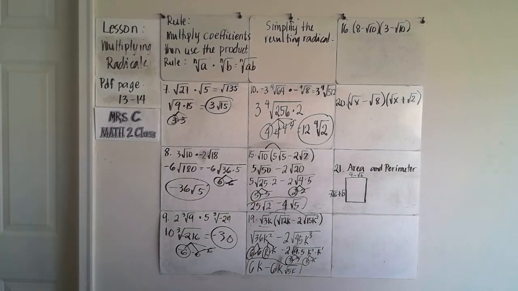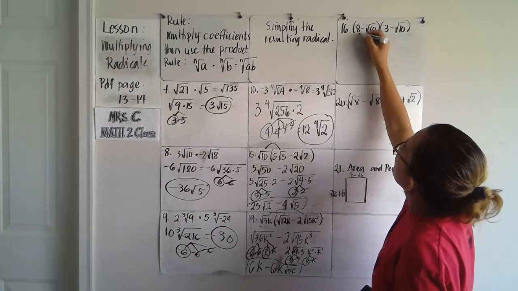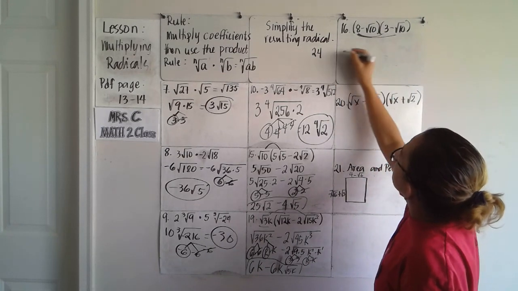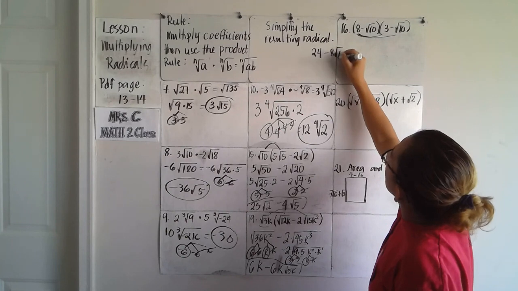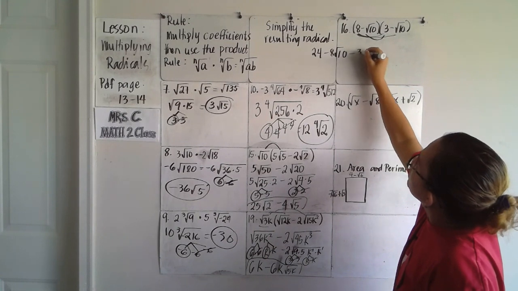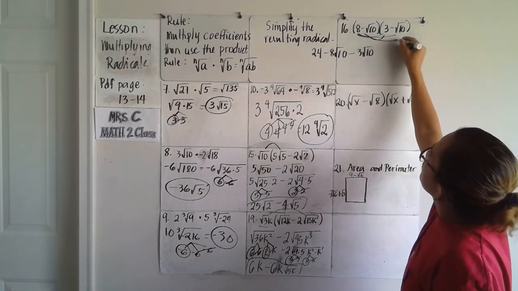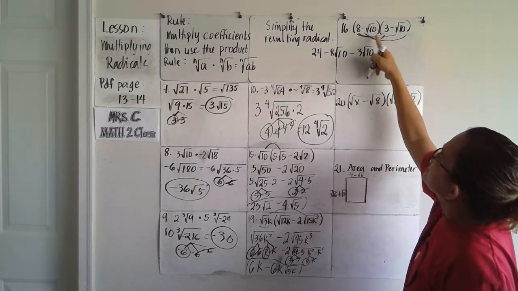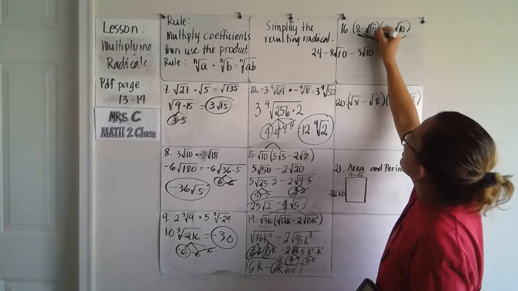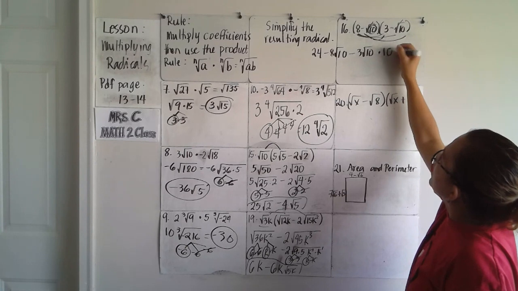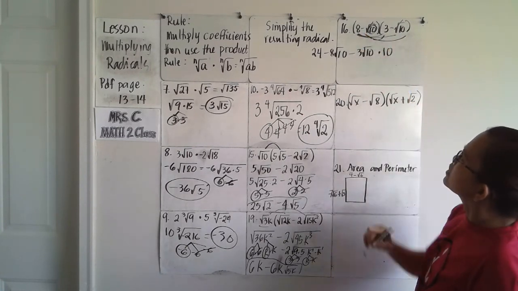Number 16, we need to use box method or rather FOIL. Let's do FOIL. 8 times 3 is 24. 8 times negative square root of 10 is negative 8 square root of 10. Negative square root of 10 times 3 will be negative 3 square root of 10. Negative square root of 10 times negative square root of 10. Remember the magic. If you are multiplying the same radicand, you will just cancel out and then take that one radicand. So times positive 10. Again, negative times negative is positive.